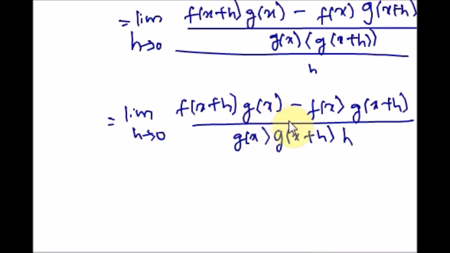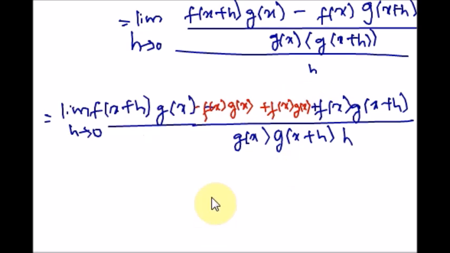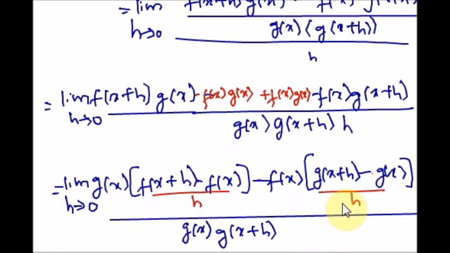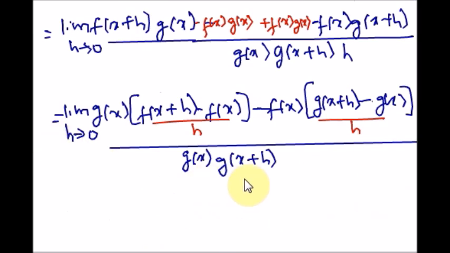Let us add and subtract f of x, g of x in between. Let me group the like terms. So we get, hope you are clear with this step. Now I'm just going to take this h as a denominator for both the terms separately. So I could rewrite it by applying the limit. Hope you can follow so far. Now apply the limit. If h tends to 0 in the denominator, this would also become g of x. So g of x times g of x is g of x square.